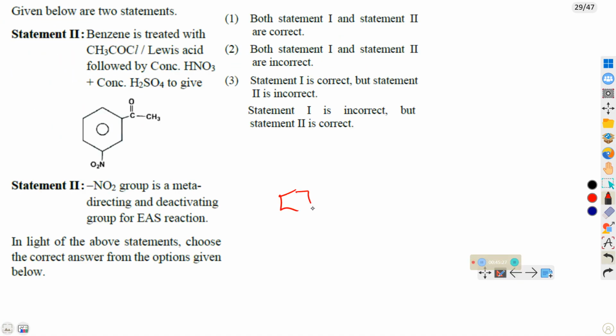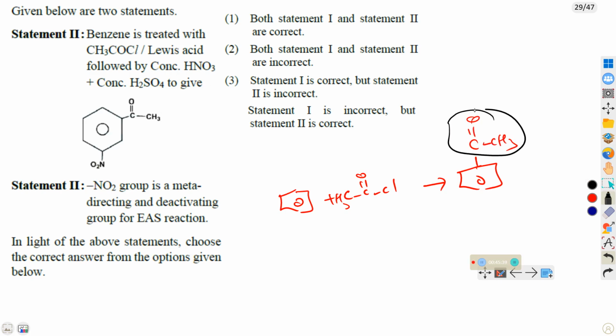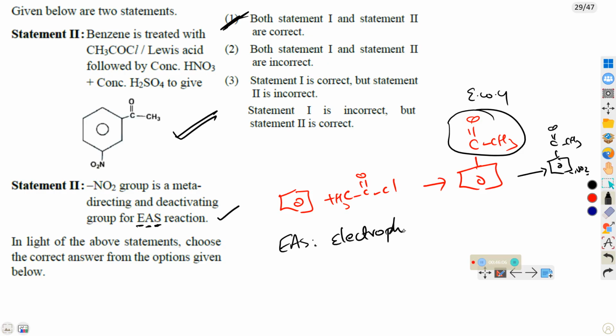Benzene treated with CH3COCl, Friedel-Crafts acetylation, then it gives C6H5COCH3. COCH3 is an electron withdrawing group. It undergoes nitration, then the NO2 group substitutes at the meta position. So statement 1 is correct. NO2 group is a meta directing group and deactivating group for electrophilic aromatic substitution reaction, EAS. Correct. Both the statements are correct.